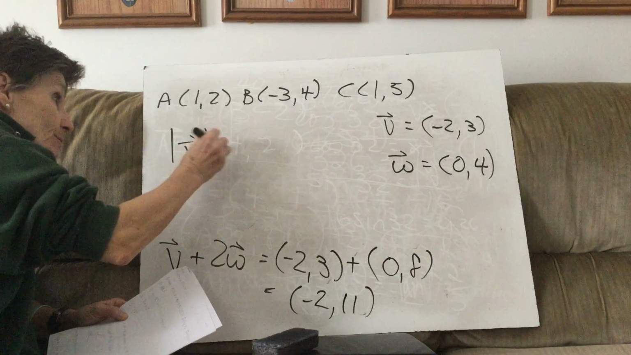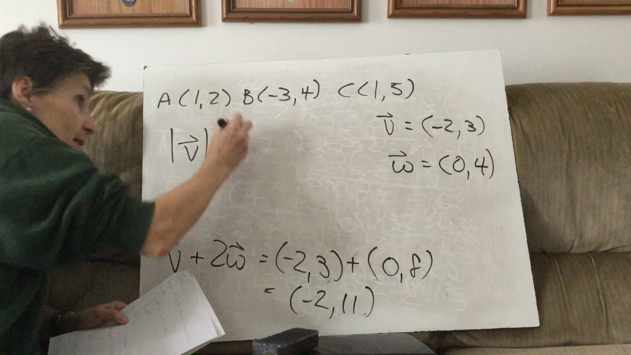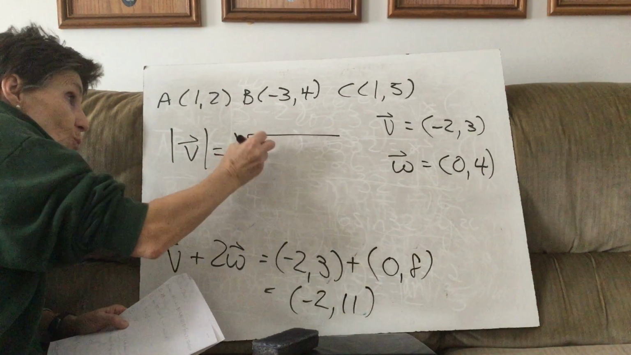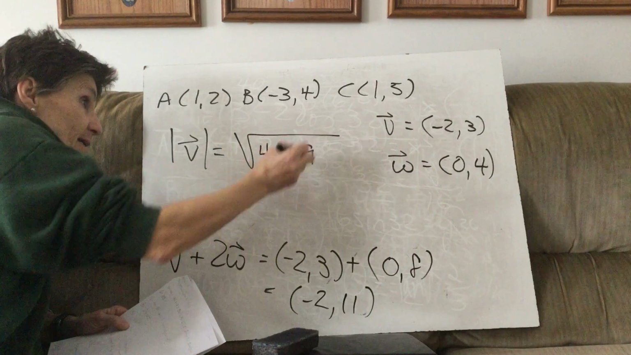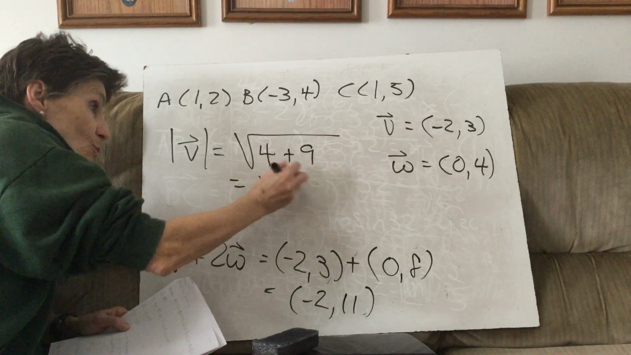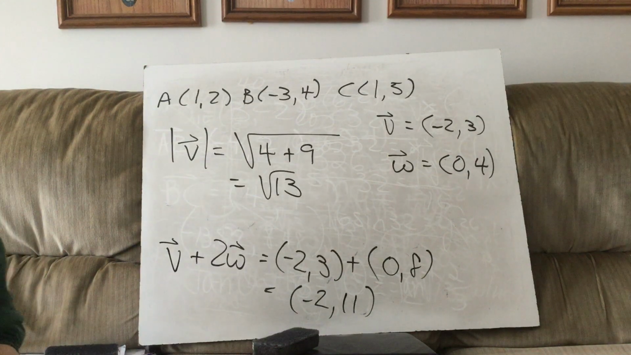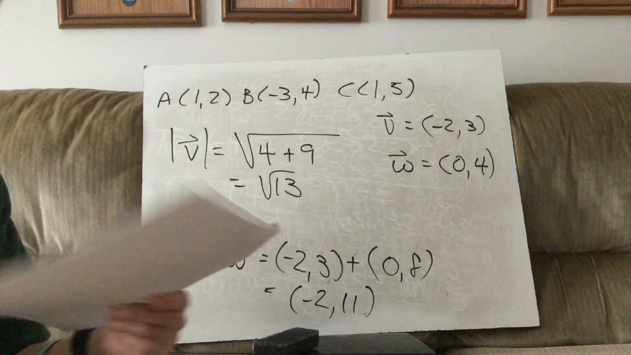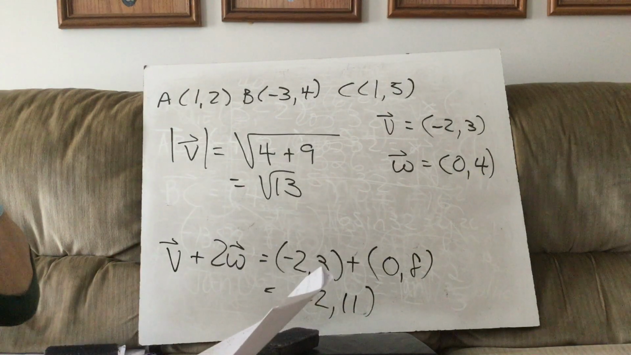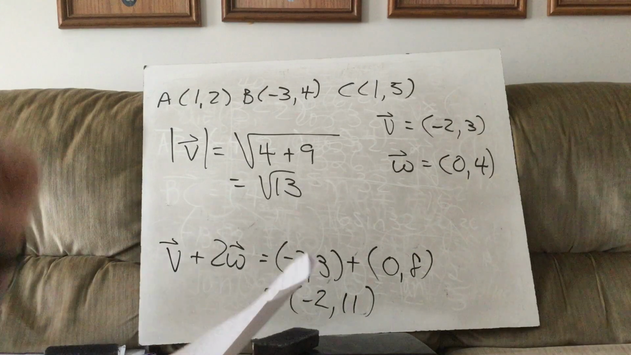This means magnitude. So we're going to look at vector V, and we're going to square the first number. We're going to square the second number. We're going to add them together and take the square root. So the magnitude is the square root of 13. Please do not make that hard. You square the first number, square the second number, add them together, and take the square root.